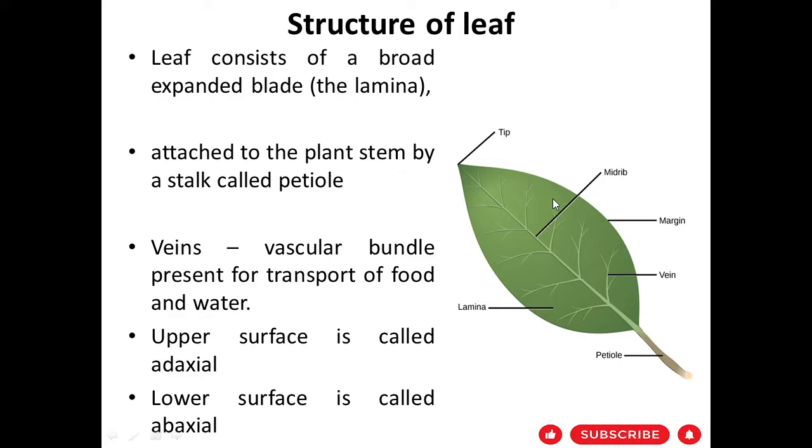So leaf consists of a broad expanded blade that is known as lamina, and the short stalk where it is attached to the stem is known as petiole, and veins are present on the leaf that help in transport of food and water. The upper surface of leaf is called adaxial, whereas the lower surface is known as abaxial.